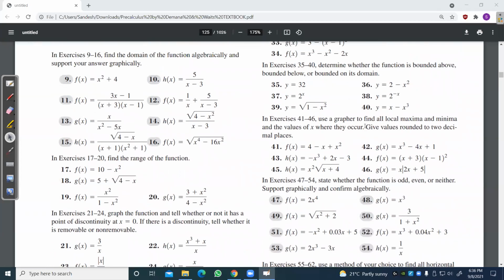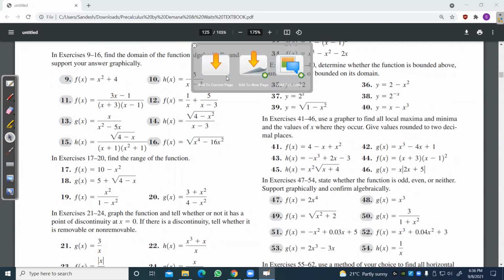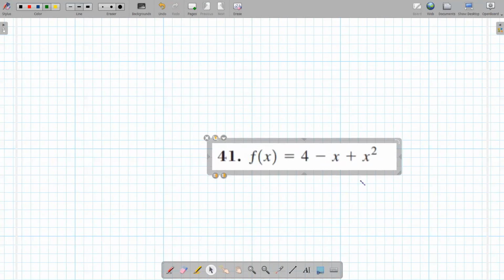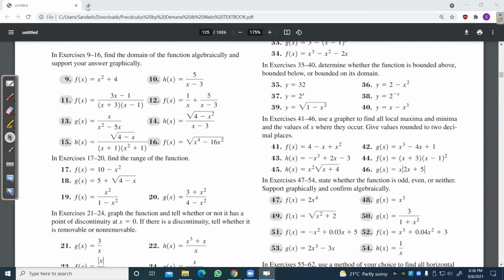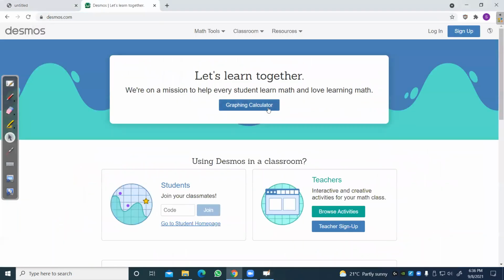41. It says use a grapher to find all of the local maximums and minimums. What does a grapher mean? Like a graphing calculator, like Desmos? Oh yeah, I have a graphing calculator. She showed us how to do this, but it's tough. I don't like graphing calculators. They're so slow. I'm just going to put this on Desmos and cheat.